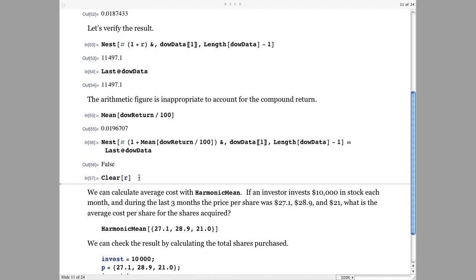We can calculate average cost with harmonic mean. For instance, if an investor invests $10,000 in stock each month, and during the last 3 months the price per share was $27.1, $28.9, and $21, what is the average cost per share for the shares acquired?